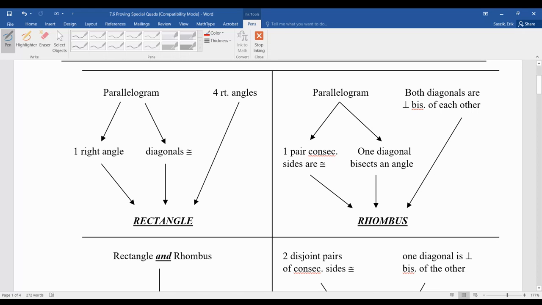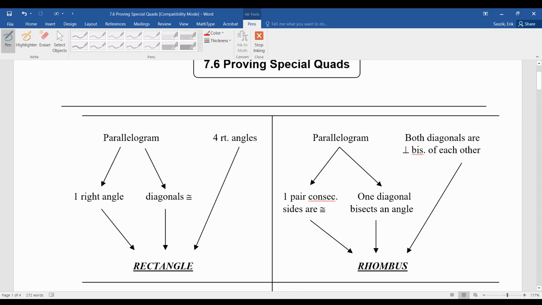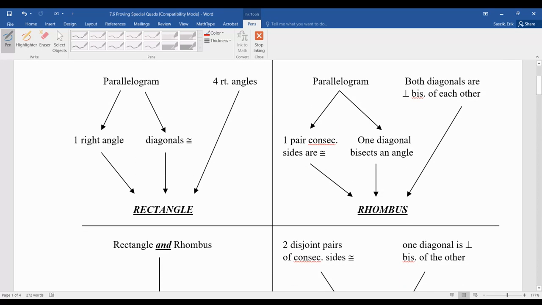Then this will come back. On the right, it's asking us about how to prove a rhombus. So again, similar to the rectangle on the left, you have three options. The first two, again, require you to show a parallelogram first. Then you show either consecutive sides are congruent or one diagonal bisects an angle. Or you can bypass the parallelogram part of it and just show that the diagonals are perpendicular bisectors of each other. If that's the case, you have a rhombus.